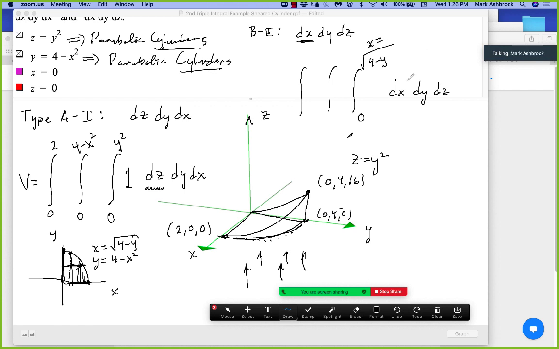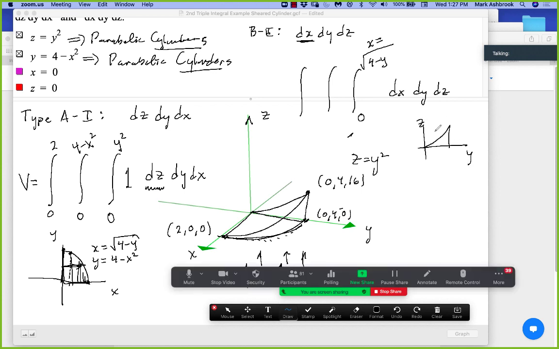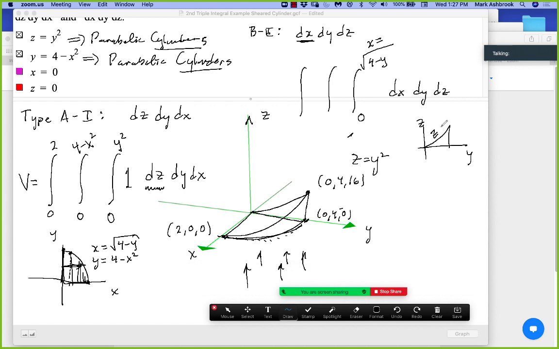So it needs to be x equals, right? X equals. And then we're going to do the projection into the yz plane, which looks like this. So here's y, here's z. Okay, and then this is 4, we know. And this is 16.